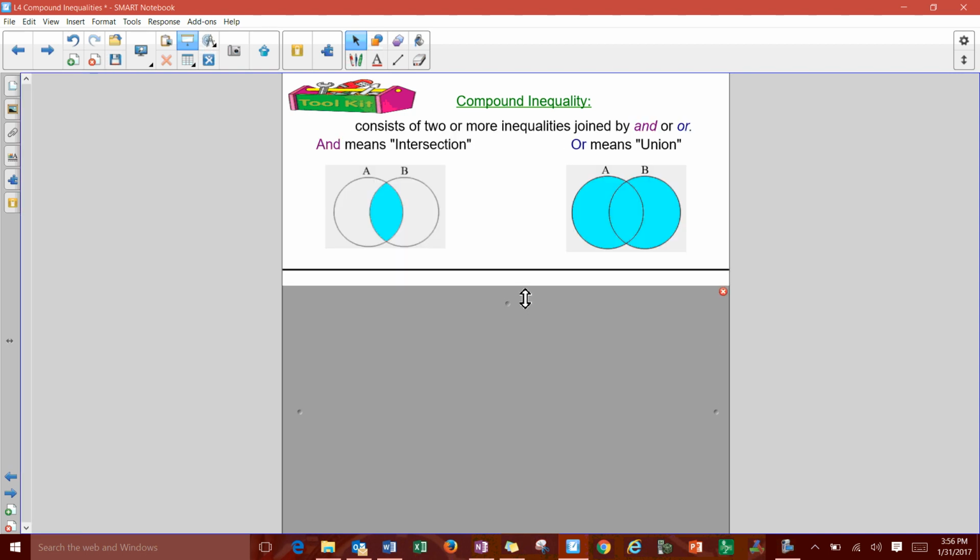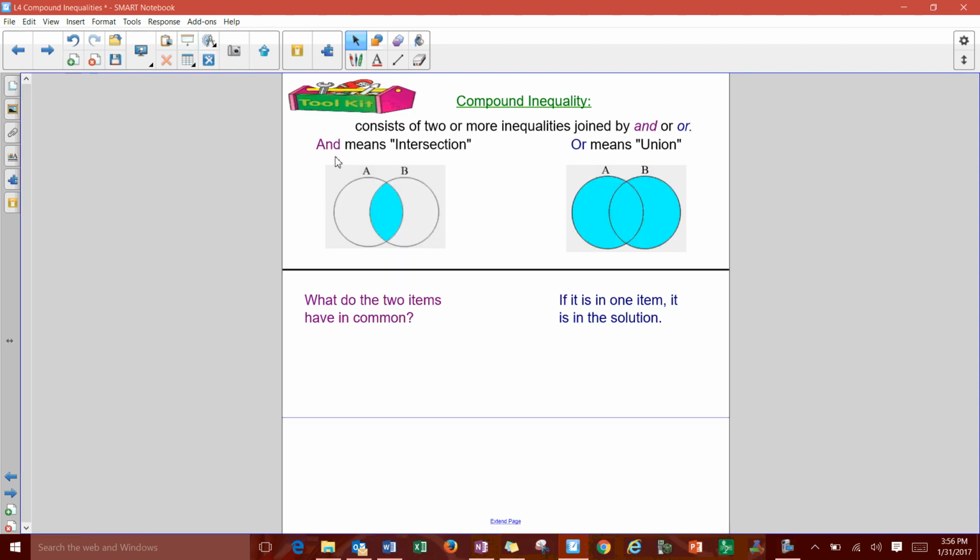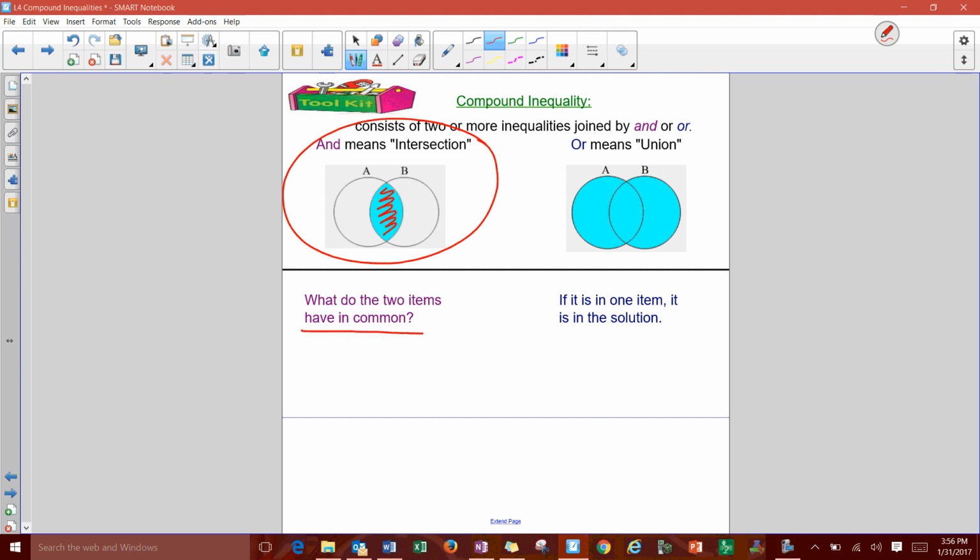So in your notes, we're going to talk about compound inequalities, like I said. The first type of compound inequalities that we're going to talk about are joined with the word and, which means intersection. So if you look at this Venn diagram here, the intersection of A and B is the part that's shaded in blue, okay? So if I want a hot dog and a hamburger, I want both. In other words, the intersection, what they have in common, what the 2 items have in common.